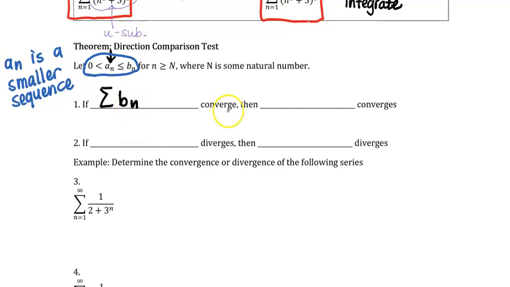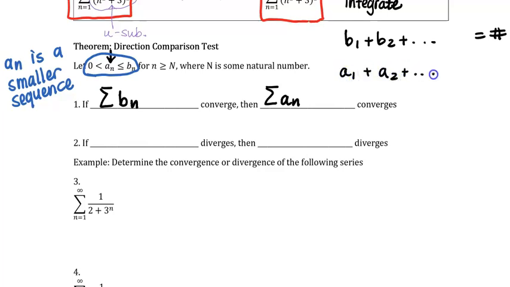So if B sub n converges and B sub n is bigger than A sub n, then it must also be that A sub n converges. Because if I add up B1, B2, so on and so forth, infinitely many terms, and I'm able to get a finite number, and then I take the A's and I add them up, well, all of these A's are less than the B's. So this is also going to add up to some finite number that is smaller than what the B's added up to.